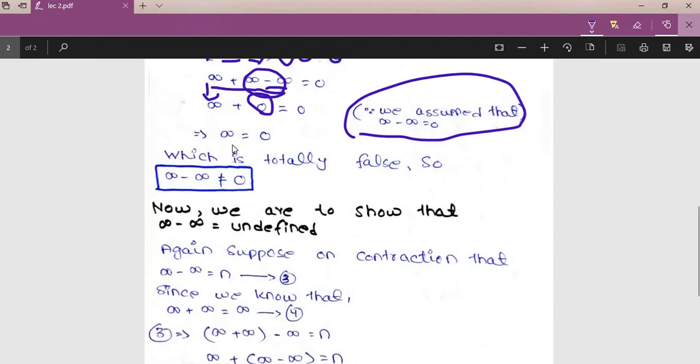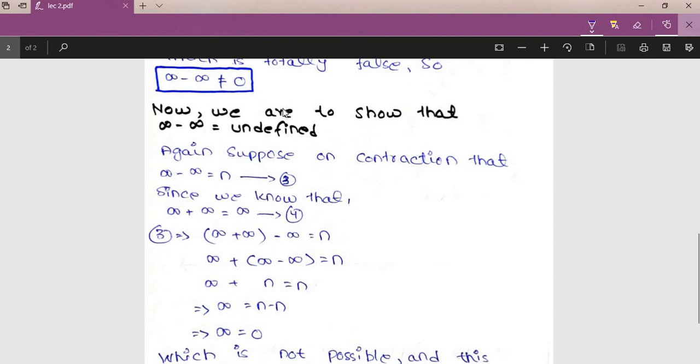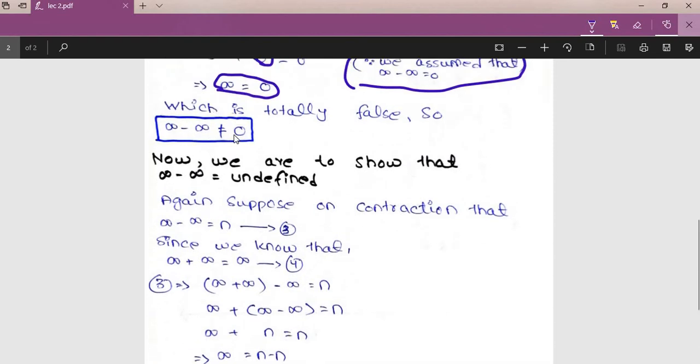This further implies that infinity is equal to 0, which is totally false. So infinity minus infinity is not equal to 0, because infinity cannot be equal to 0. This is a totally false statement, because we have considered that infinity is far bigger than our imagination. Now if infinity minus infinity is not equal to 0, then it could be equal to something.